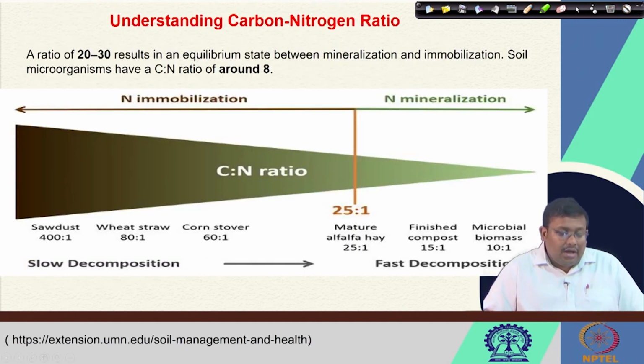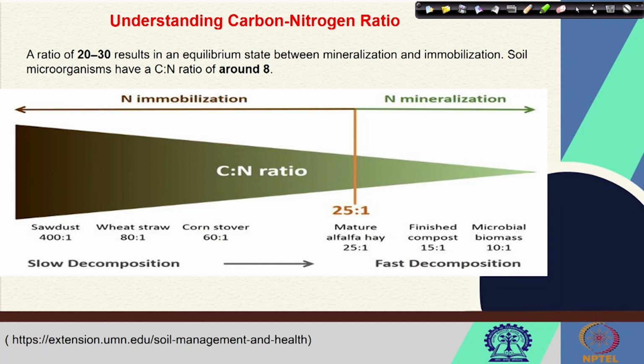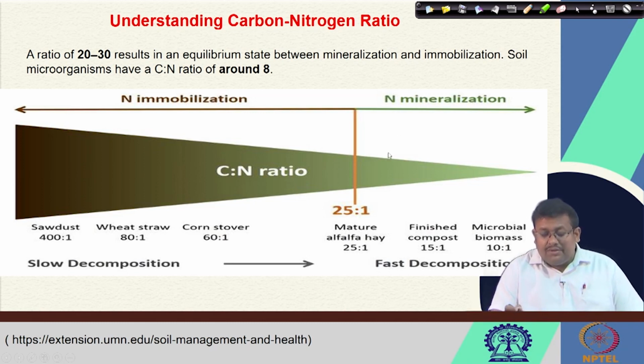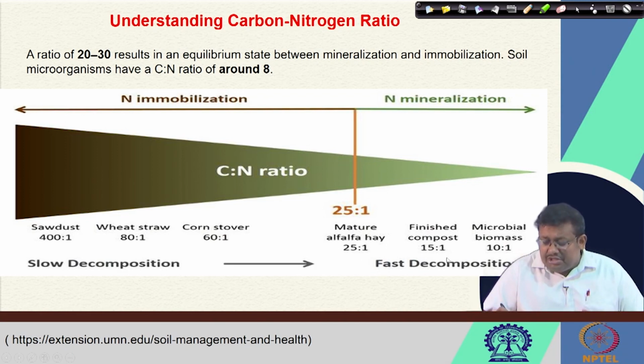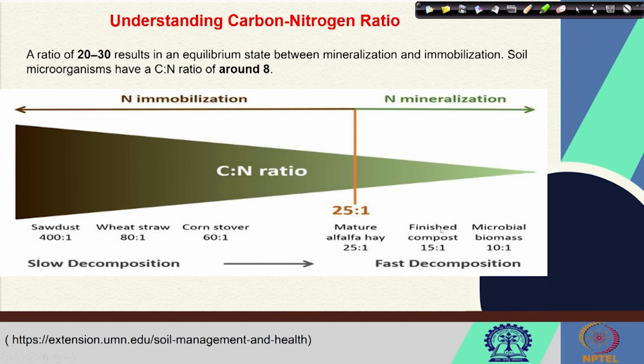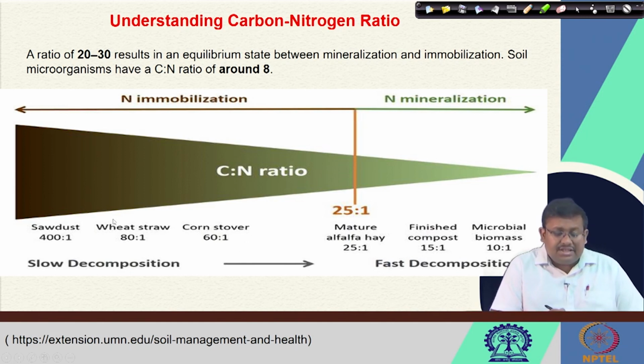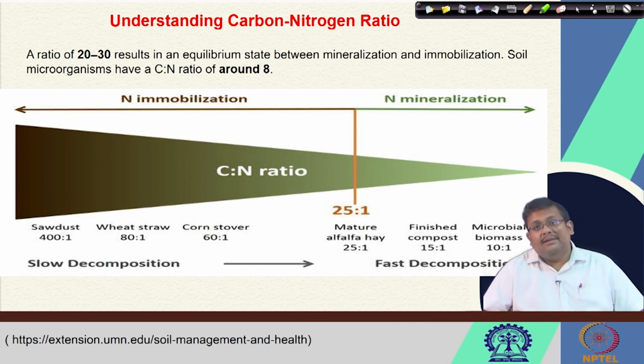Okay. Now, we have seen this same slide previously also. A ratio of 20 to 30 results in an equilibrium state between mineralization and immobilization, and soil microorganisms have a CN ratio of around 8. So, we can see an approximate cutoff value of the CN ratio, which is 25:1, in between 20 and 30, and that is basically mature alfalfa hay. Finished compost has 15:1 and microbial biomass has 10:1, so these help fast decomposition. However, sawdust, wheat straw and corn stover have higher CN ratios, so they favor nitrogen immobilization. This is how the CN ratio governs nitrogen mineralization and immobilization.